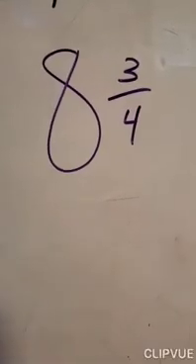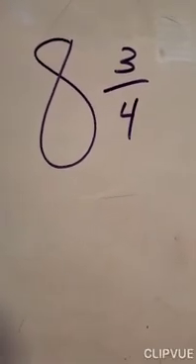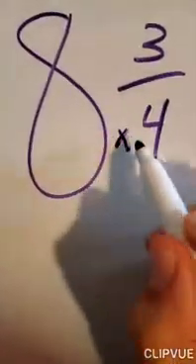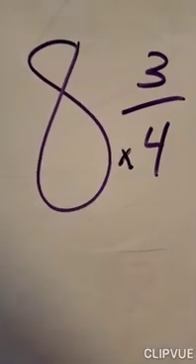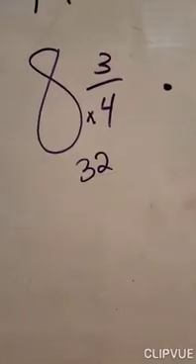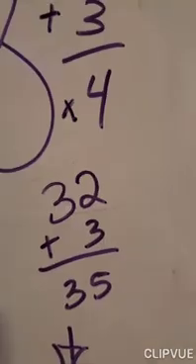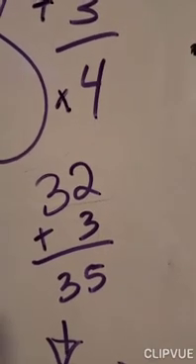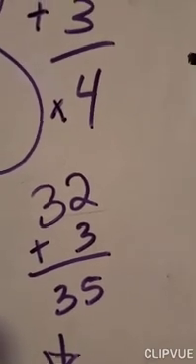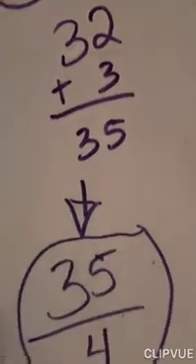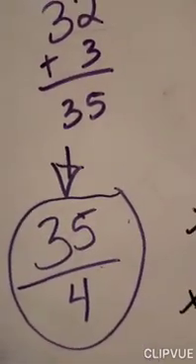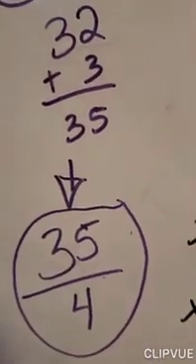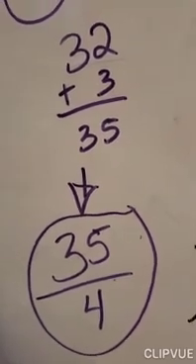Okay, so now let's focus on 8 3/4. Now let's go ahead and get 8 times 4. 8 times 4 is 32. Now let's add the numerator plus 3, that's 35. So your new answer is now 35/4. You have now turned a mixed number to an improper fraction.